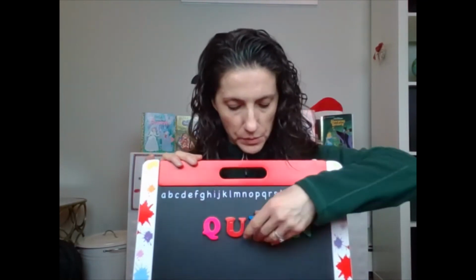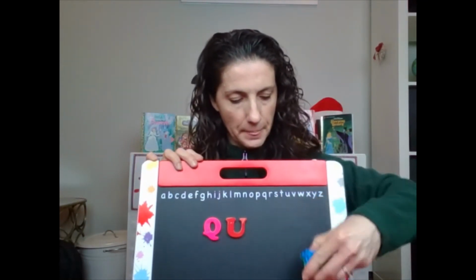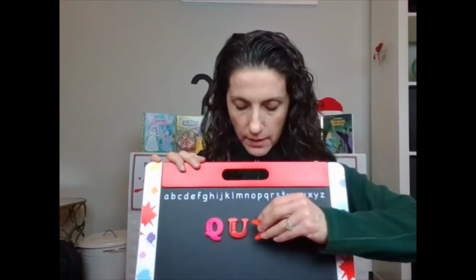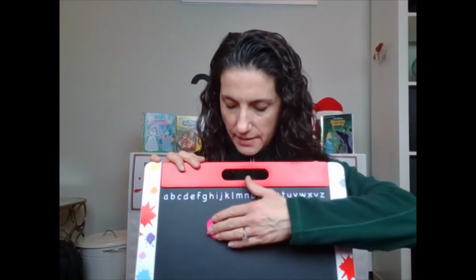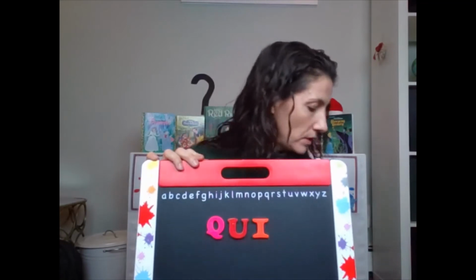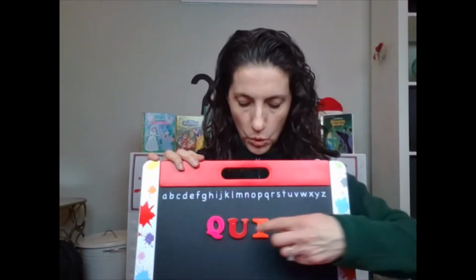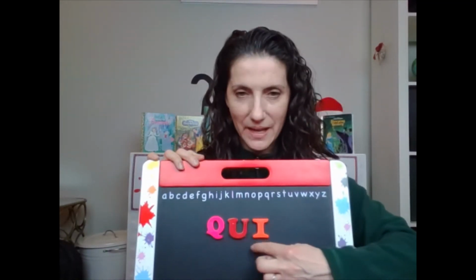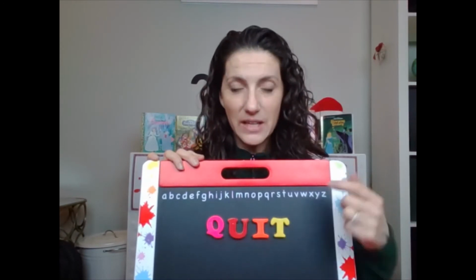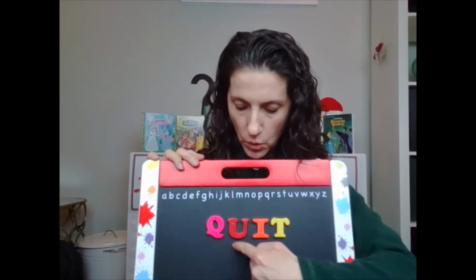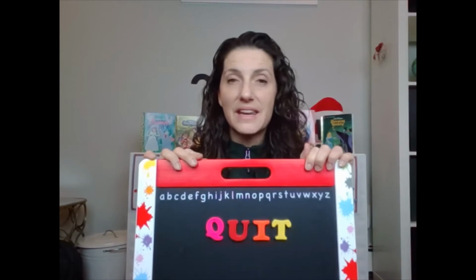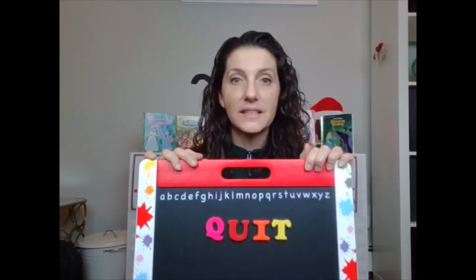Okay, let's see what other words we can make. Let's take away the E's and the N. How about, what sound does I make? The short sound of I is I. So we have quit, quit, quit. Quit. The prince never quit on finding Cinderella.